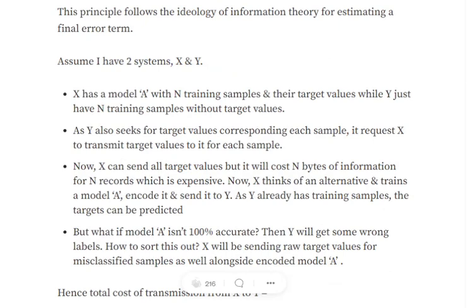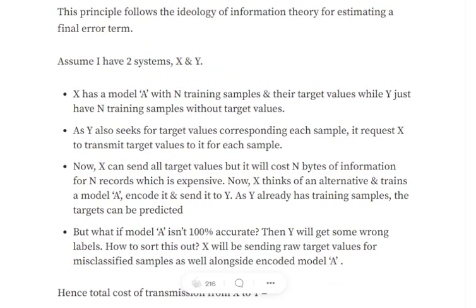Now, in the case of system Y, it has just the training samples but not the target values. So X can send all the information about the target values of the training data set to system Y with a cost of n bytes of information, where n is the total number of records. So one byte for every piece of information passed. It's just an assumption, just an example that I'm trying to give.